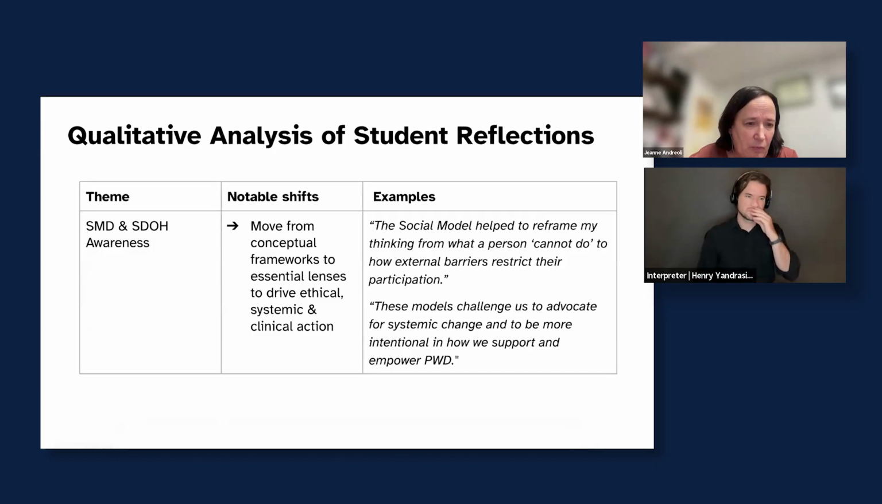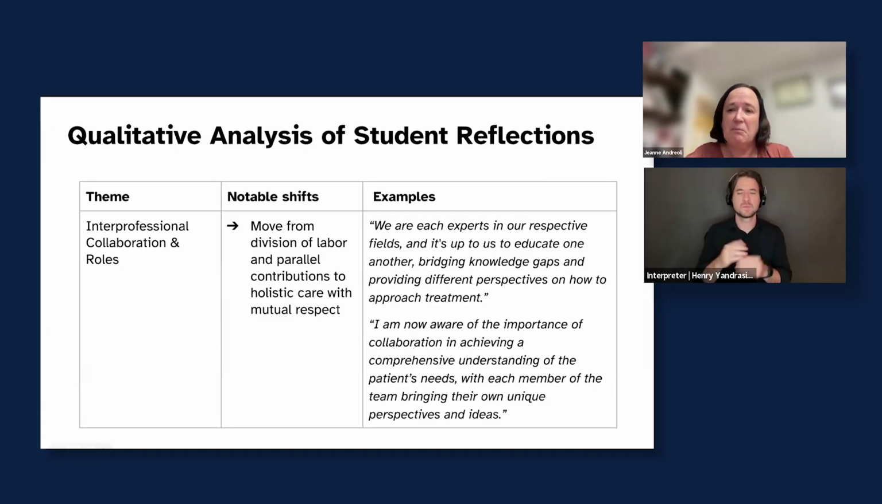We also want to share one other thing related to the interprofessional collaboration. And what we noticed is there was a strong shift from the move from division of labor, which is often found in student teams, to where there is a noticeable difference in the parallel contributions to a holistic care. And here is an example of two such quotes. I'll read the first one. We are each experts in our respective fields, and it's up to us to educate one another, bridging the knowledge gaps and providing different perspectives on how to approach treatment.